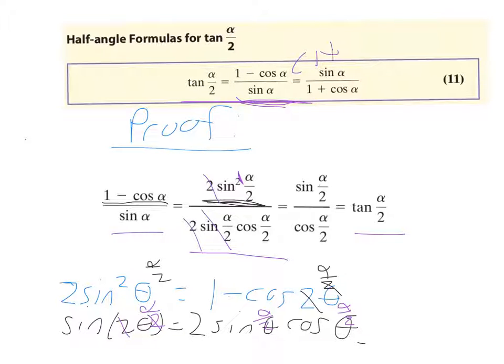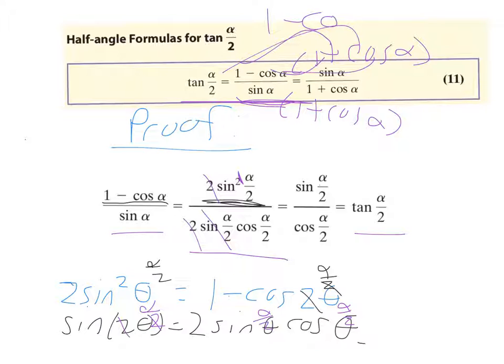And if you multiply by the conjugate, 1 plus cosine of alpha, if you were to distribute, you'd have 1 minus cosine squared, which is just sine squared. So you have sine squared over sine times 1 plus cosine. One of the sines would cancel out on the numerator. So that's how you can rewrite that. Again, it's just sine over 1 plus cosine.